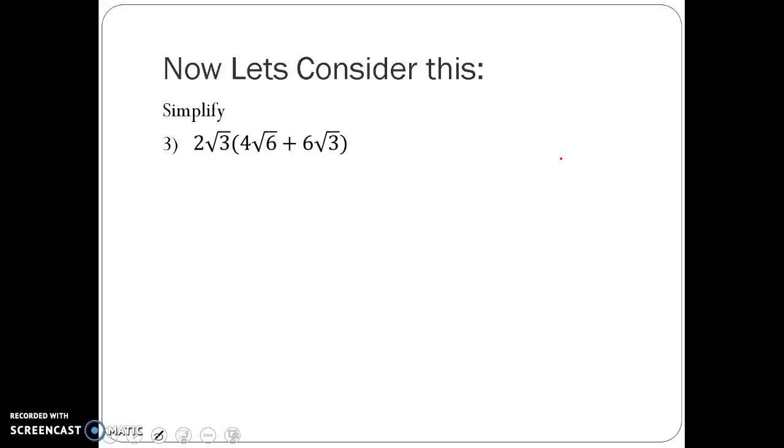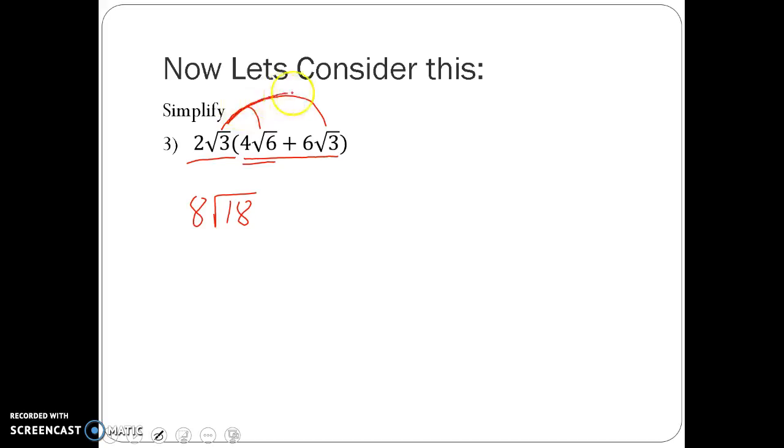So here I have 2 radical 3 times the quantity 4 radical 6 plus 6 radical 3. So I can't add these two things in the parentheses together and follow the order of operations because those are not like radicals. But what I can do is I can distribute the 2 radical 3. So I'm going to start by taking 2 radical 3 times 4 radical 6. 2 times the 4 is 8. Radical 3 times radical 6 is radical 18.